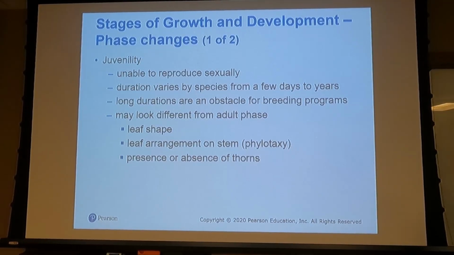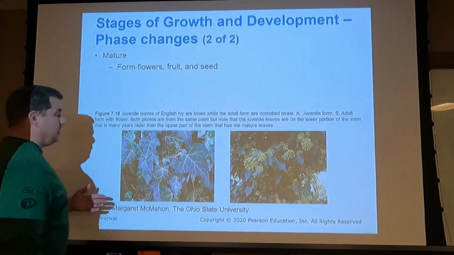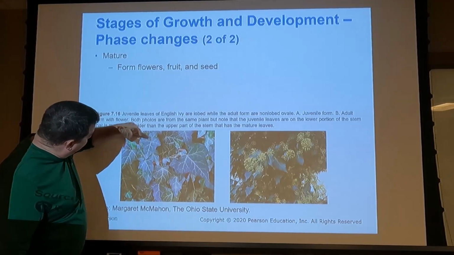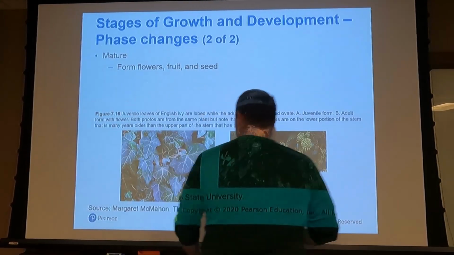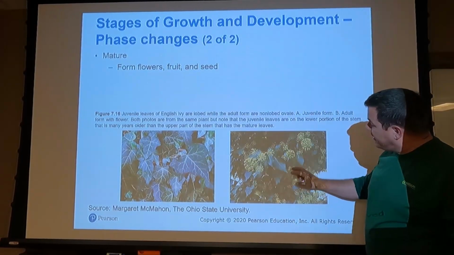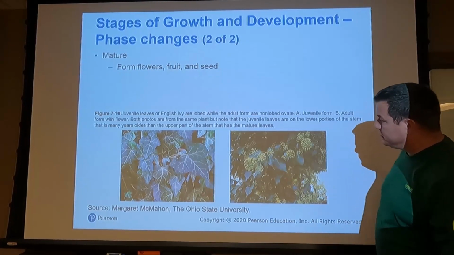So one way that we can differentiate juvenile and mature may be by looking at the leaf shape or the arrangement on the stem, and then also the presence or absence of thorns. So in this picture, we can see the leaves, the shape is kind of like an arrowhead here. No seeds, no flowers. Here we have flowers, and those edges have now filled out, and it is more like a spear.